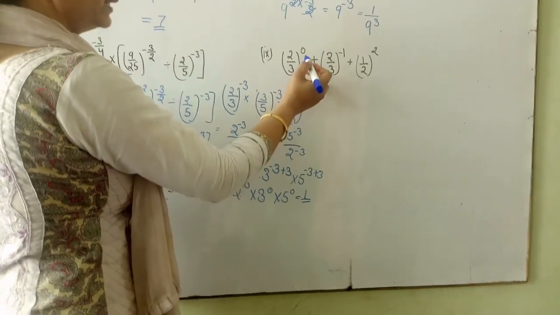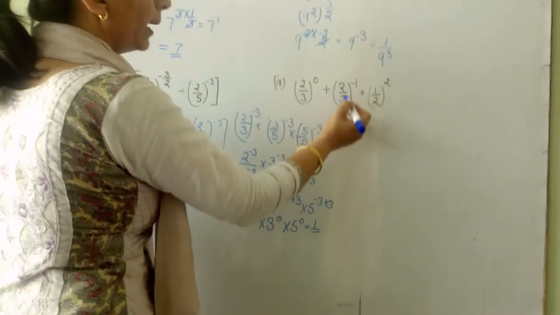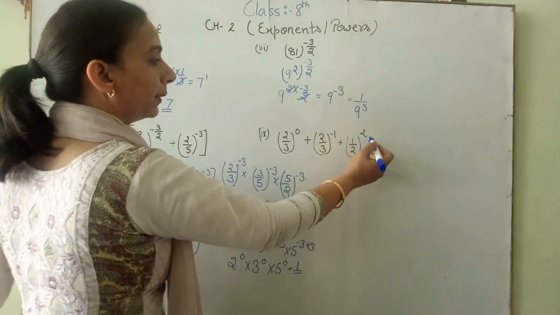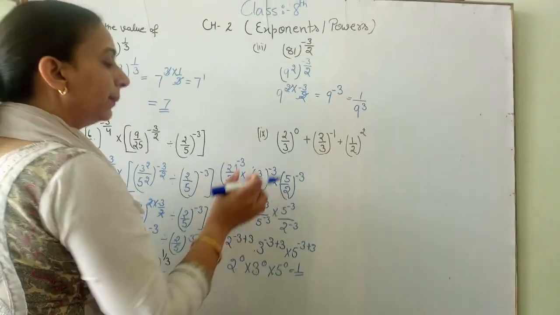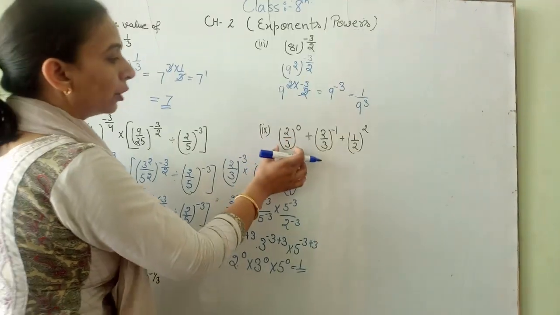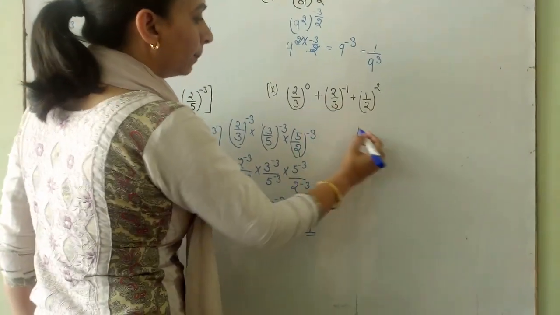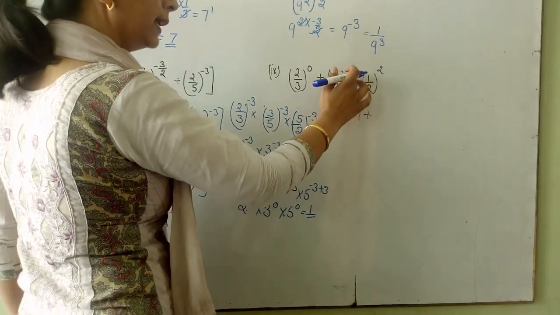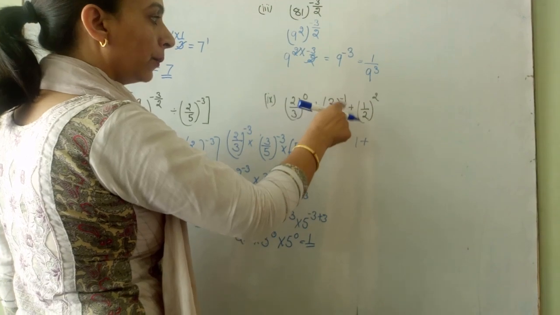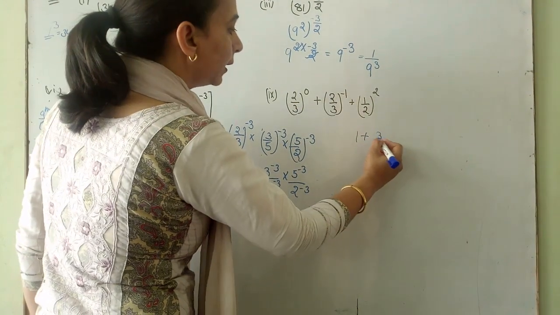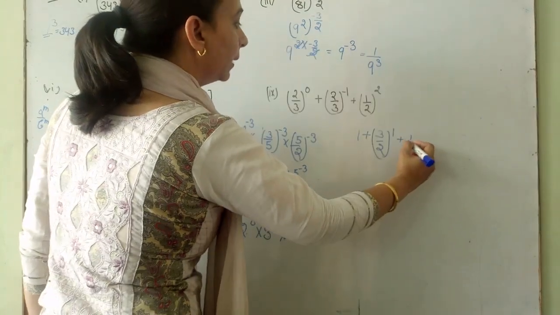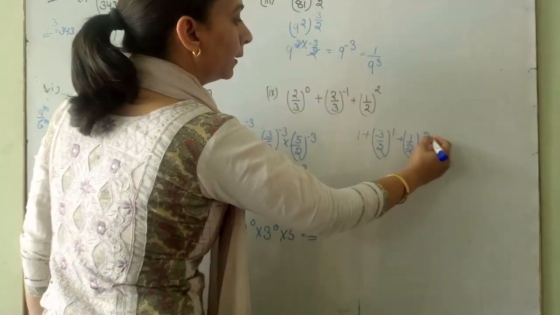2 by 3 raised to the power 0 plus 2 by 3 raised to the power minus 1 plus 1 by 2 raised to the power 2. First, any number raised to the power 0 is equal to 1. So in place of this we can write 1 plus 2 by 3 raised to the power minus 1. If we change into a positive power, we can write 3 by 2, plus 1 by 2 raised to the power 2.